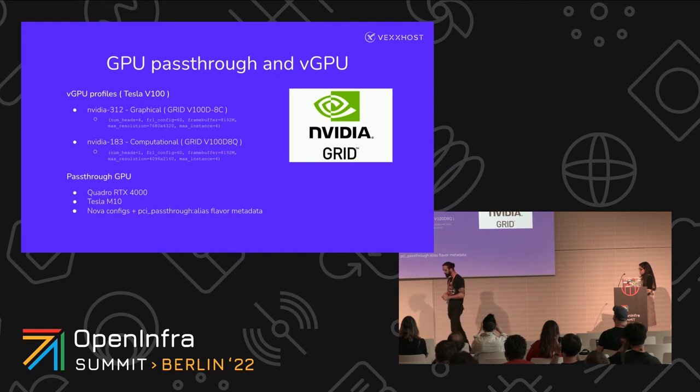So right now we have a Tesla V100 on each compute node. We are using two NVIDIA vGPU profiles, which are mostly for graphical and computational workloads. So it's more efficient. You can slice the GPU into four pieces with the profiles that we use, which makes us make the most of the capabilities of the vGPU offering.